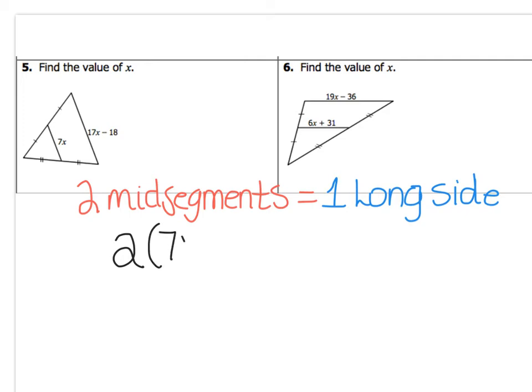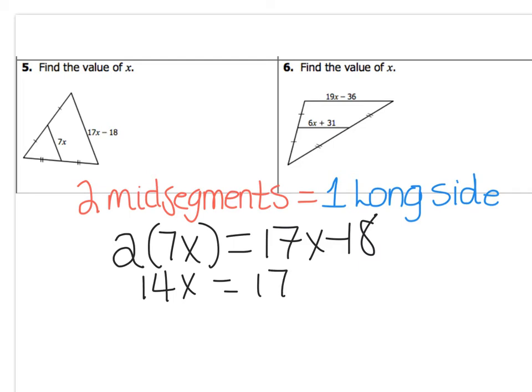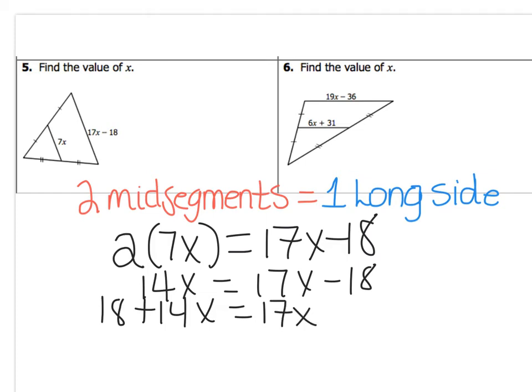What's the mid segment here? It is 7x. What's the long side? 17x minus 18. So this is 14x is equal to 17x minus 18. We will add 18 to each side, and we have 18 plus 14x is equal to 17x. Subtract 14x on each side, and we get 18 is equal to 3x.